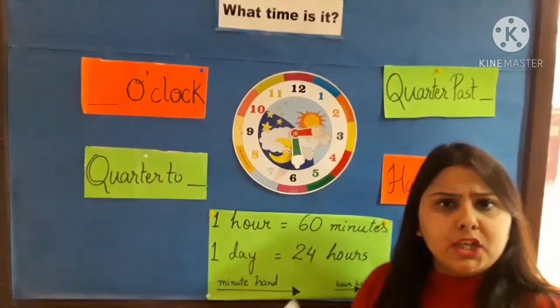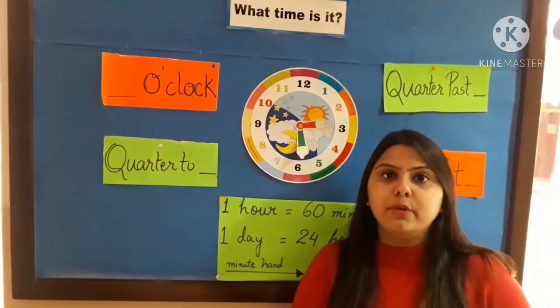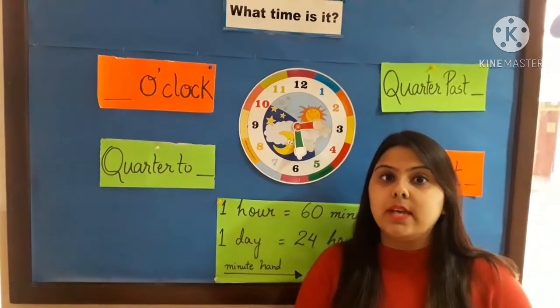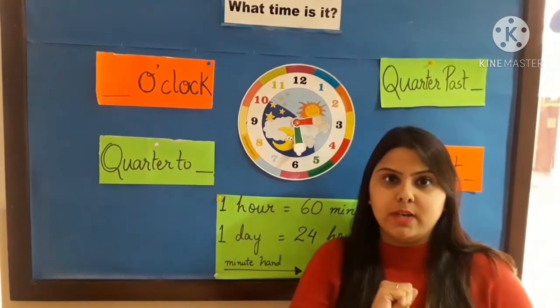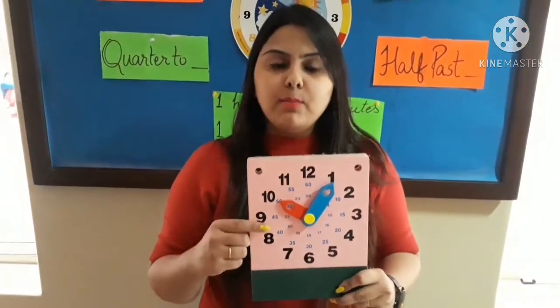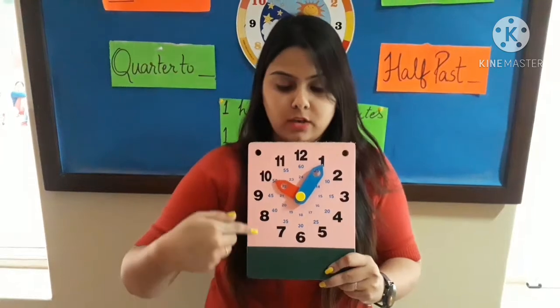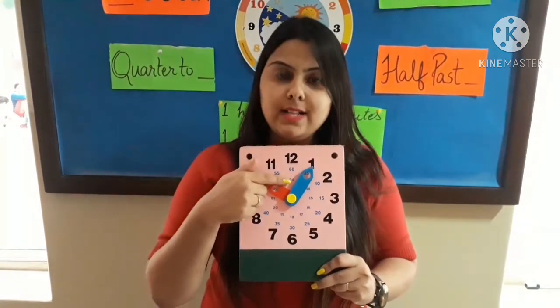So what is the relationship between these numbers? Remember that the gap between two adjacent numbers is equivalent to 5 minutes. Now let us study it deeply. The numbers here in the clock are arranged in a clockwise manner from 1 to 12, which tells us the table of 5.